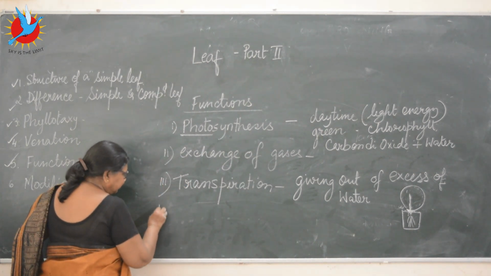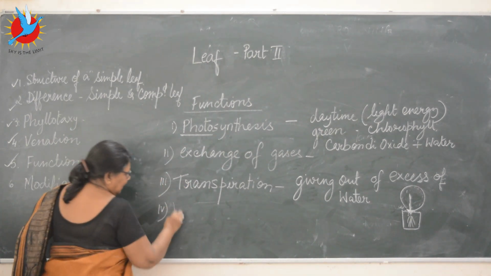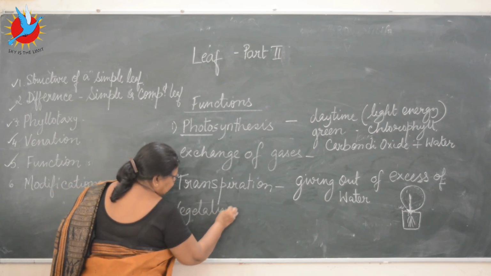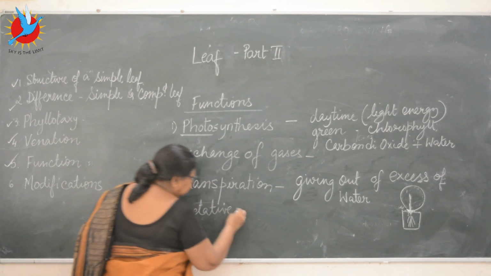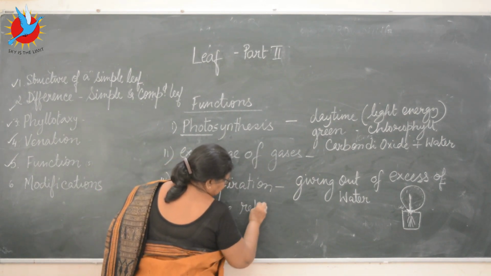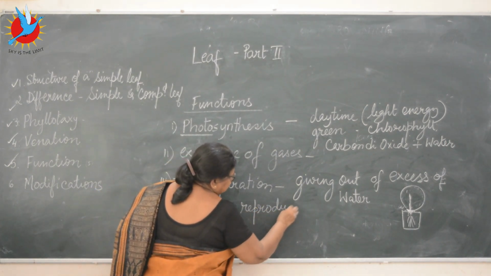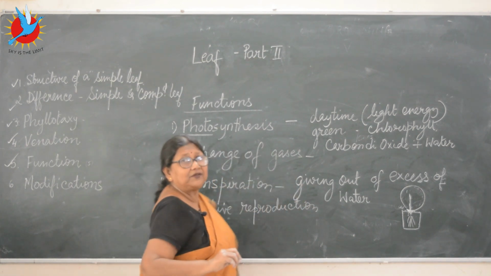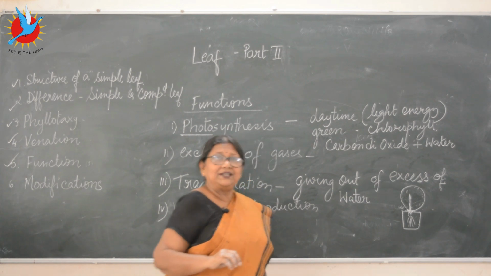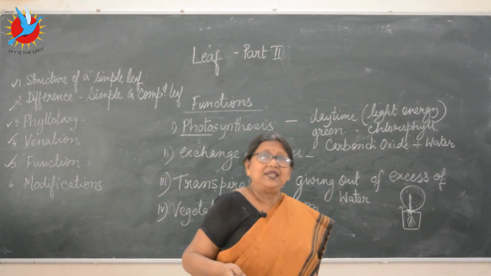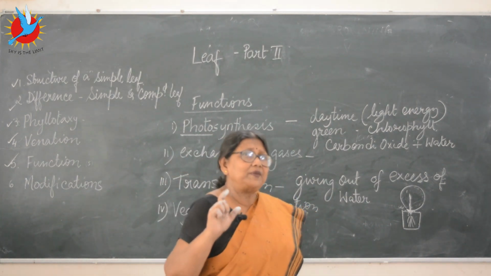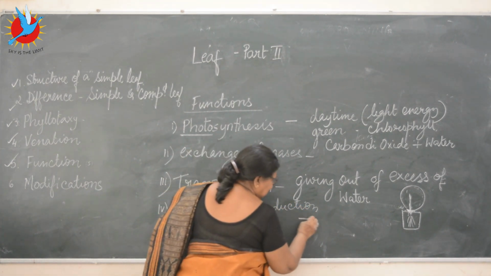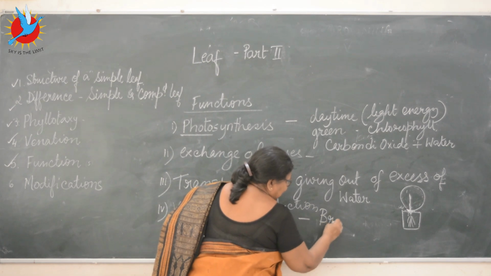Fourth one, very, very interesting. Vegetative reproduction. Do you know that we can get new plants from a leaf? It's very interesting that there is a very common plant, all of you know that. The name of the plant is Bryophyllum.